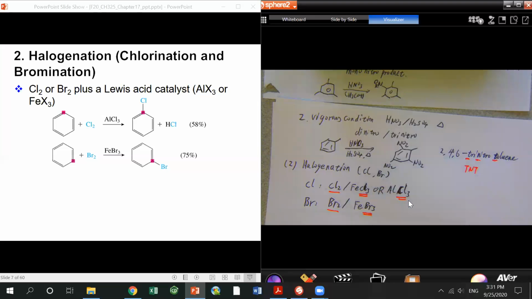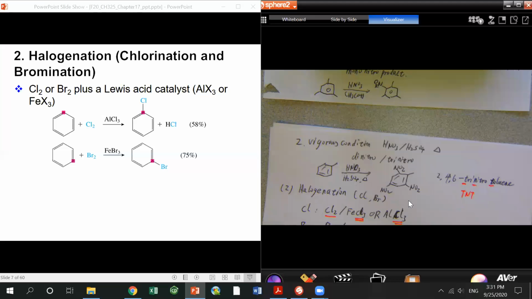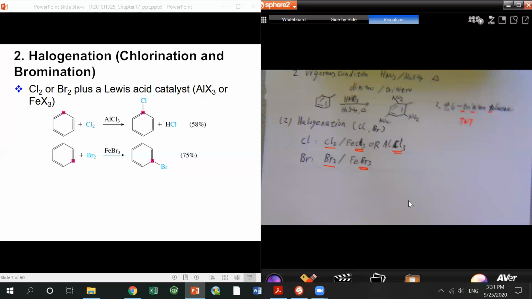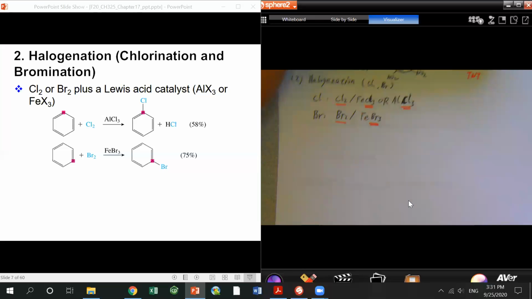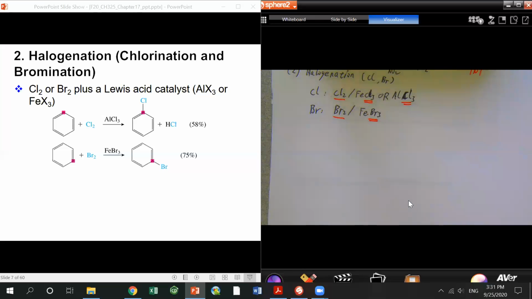So if you misuse them, for example for chlorination I use FeBr3, then you get a mixture. I will show you why that is by the mechanism. So that's the one thing. Next I show you the mechanism for this reaction. Same thing, we have to generate the electrophile.